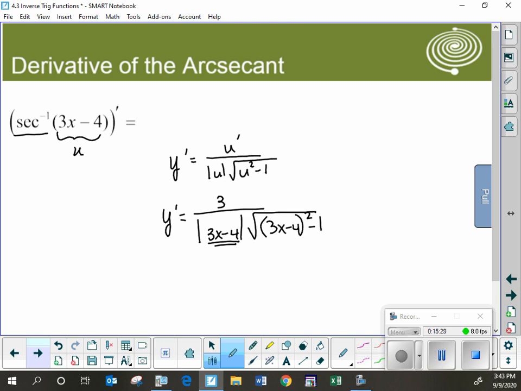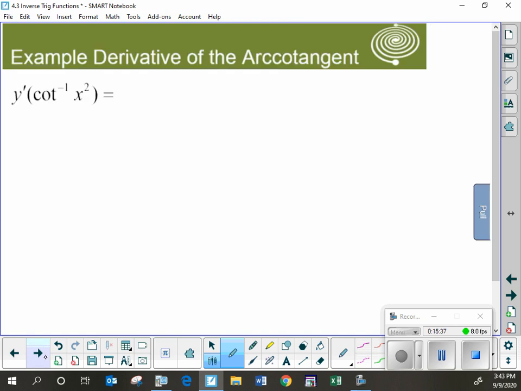And obviously we could simplify that. I don't think it's going to make much difference, so we're going to leave that square root the way it is. Save us a little time today. Cotangent. What is the pattern for cotangent? Y prime equals u prime over, ooh, it's negative, and it's 1 plus u squared. Okay? Challenge yourself. Make sure you memorize those.